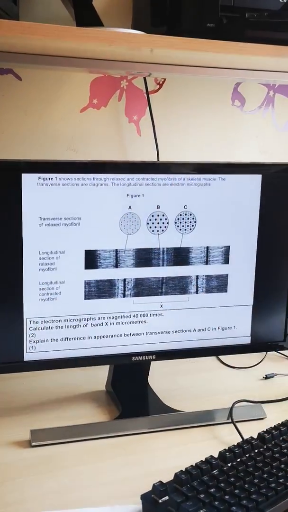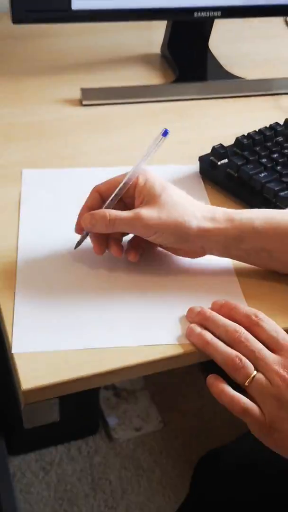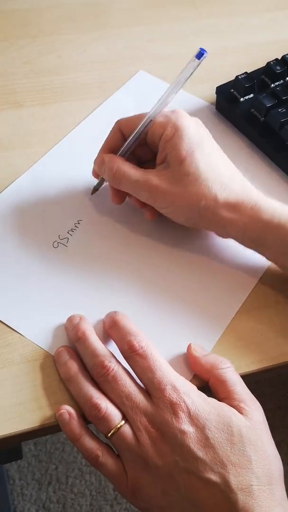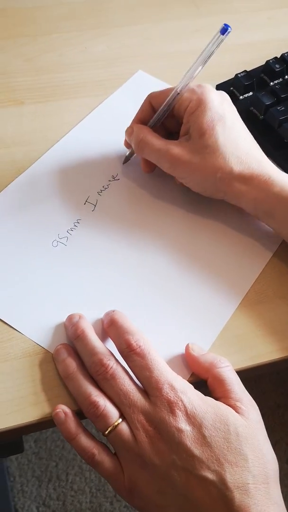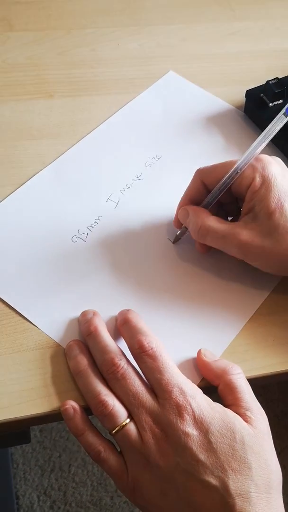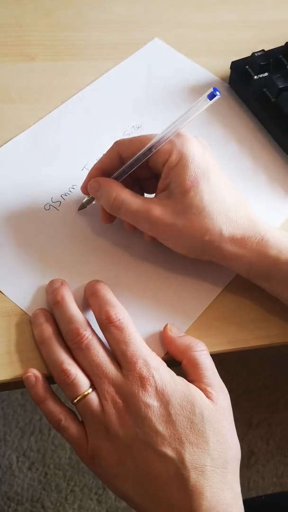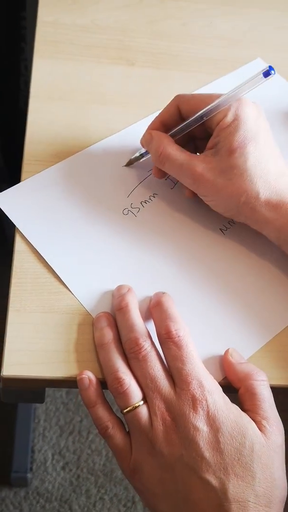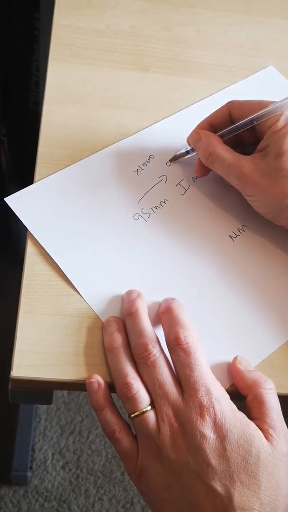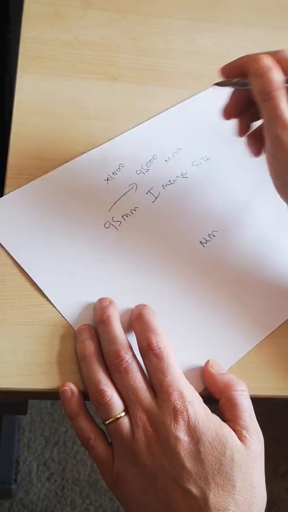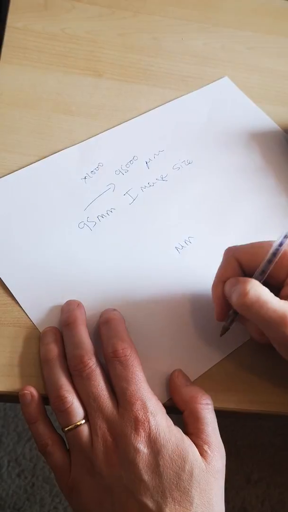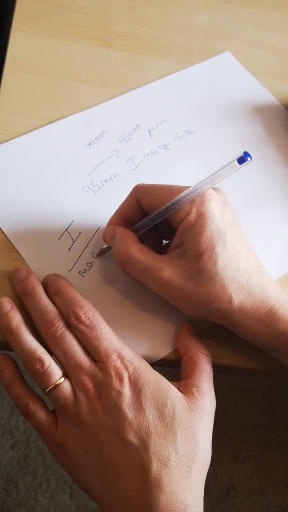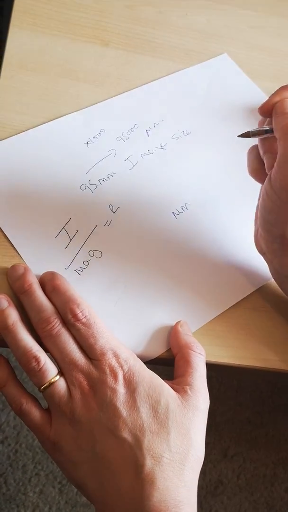Okay, so we need to have a look at the paper. Super. So we've got 95 millimeters as the image size. We want our answer in micrometers, so I always convert straight away into micrometers by multiplying by 1,000. So it's 95,000 micrometers is the image size. Remember from last year, it's image divided by magnification to give us the real or object size.